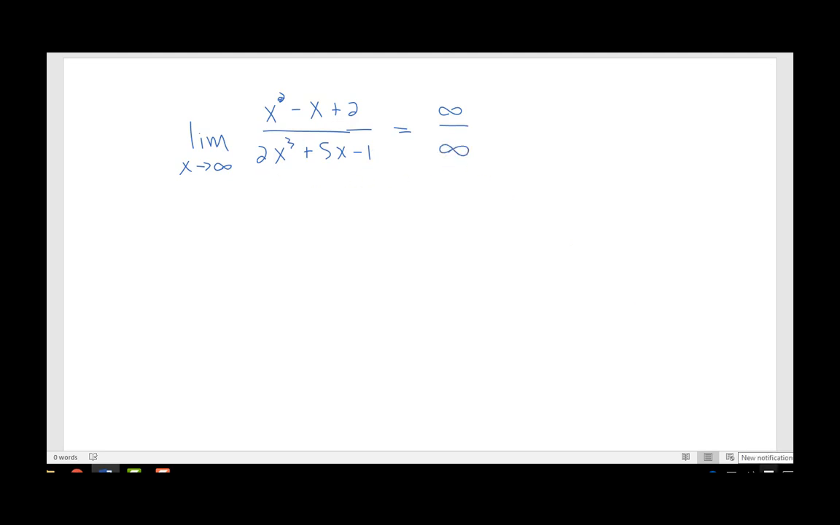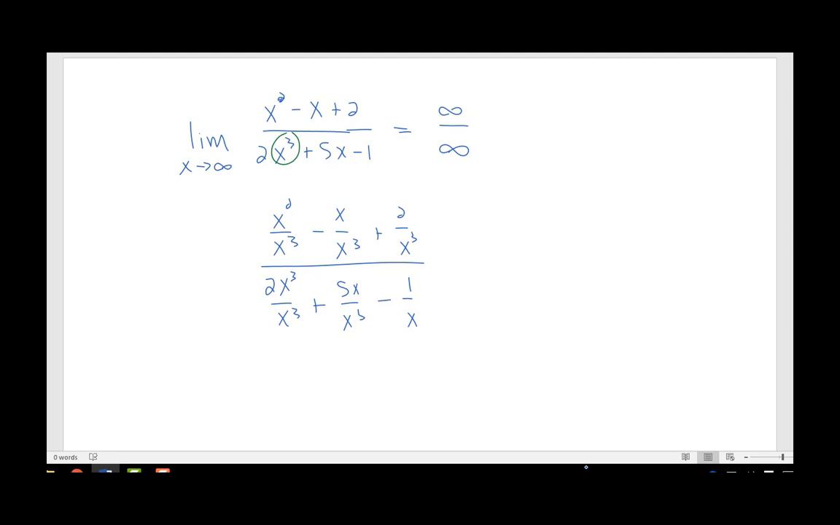In that prior section, we discussed that when we had a form like this, infinity over infinity, we'd use a little algebra trick and divide everything by the highest degree in the denominator. The highest degree in the denominator is the x cubed term. So we would take everything in the numerator and divide it by x cubed, and then do the same thing in the denominator. We'd get 2x cubed over x cubed, 5x over x cubed, and minus 1 over x cubed.